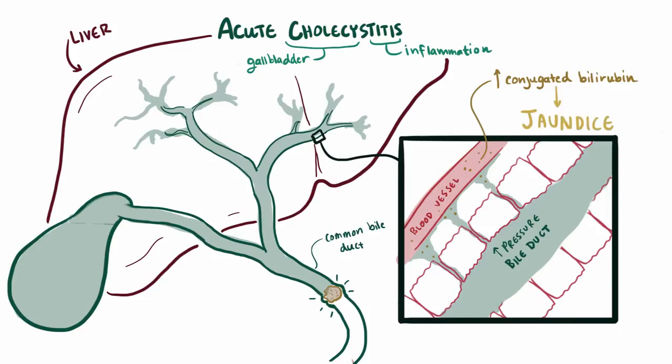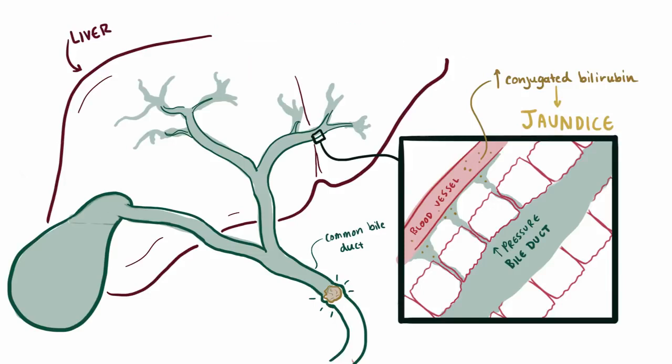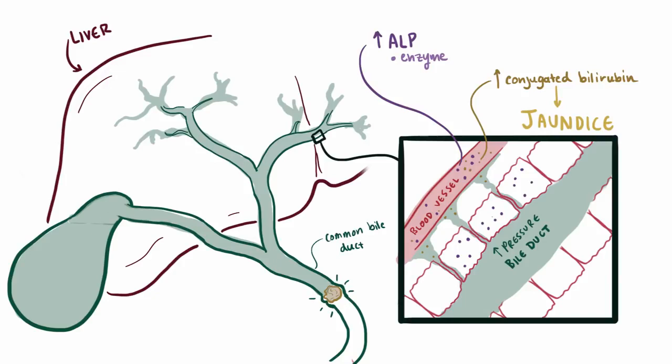An important marker that might also be found in someone's blood that has cholecystitis is alkaline phosphatase, or ALP. This is an enzyme found in high amounts in the liver and the bile ducts. So when bile backs up and pressure in the ducts increases, these cells lining the ducts can be damaged and die. And when they die, they can release their ALP, which can then get into the blood.